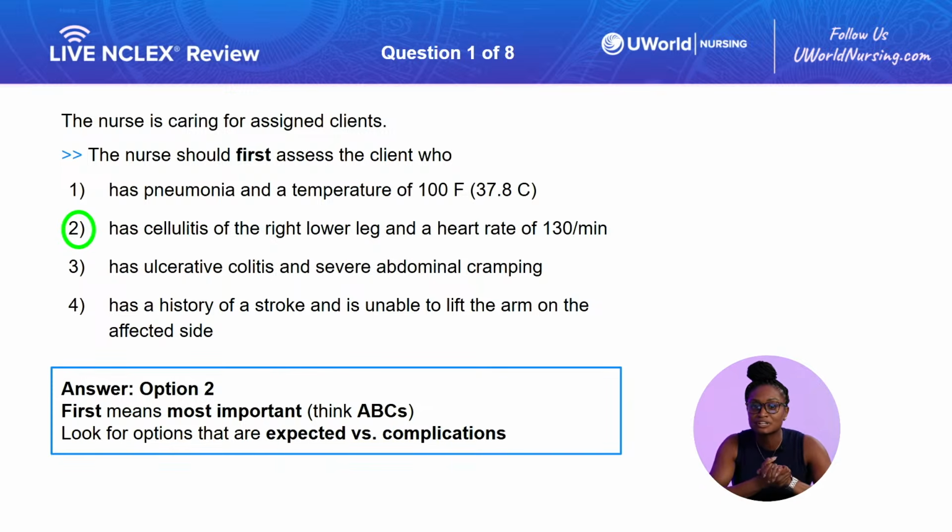Option 3, has ulcerative colitis and severe abdominal cramping. Again, an expected finding with ulcerative colitis. They're going to have that abdominal cramping, especially with a flare-up. And then option 4, has a history of a stroke and is unable to lift the arm of the affected side. Again, an expected finding of someone who has a history of a stroke. That is the hemiplegia happening. But you guys did good.